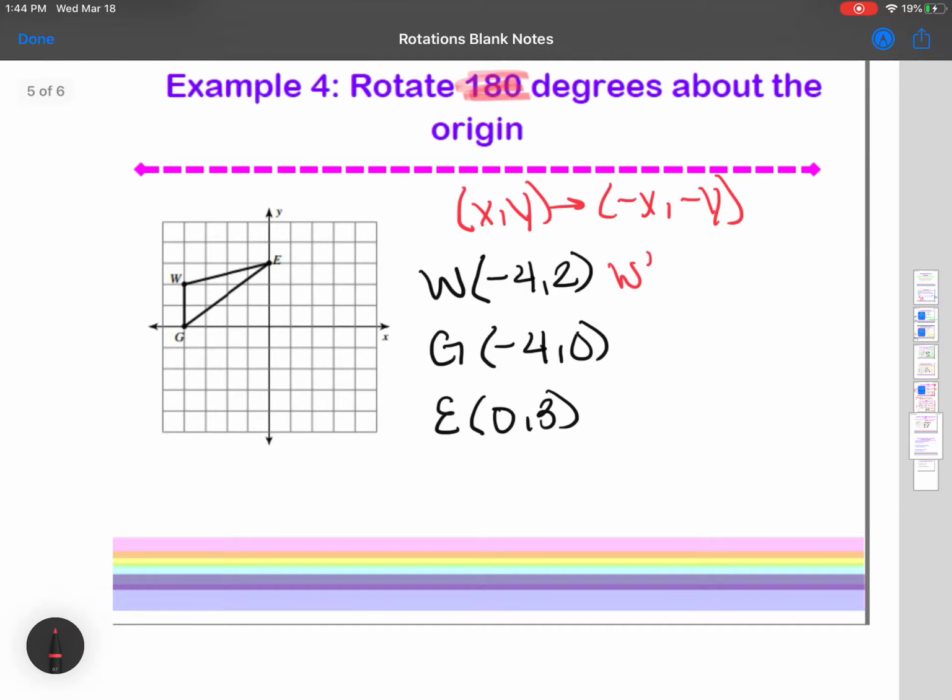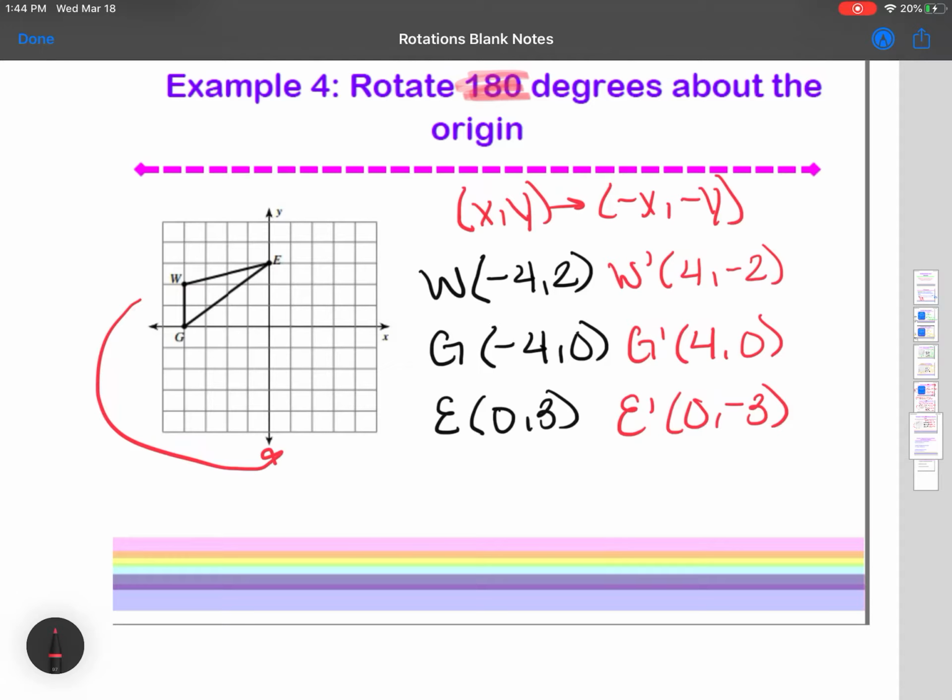Okay. So W prime, negative of negative 4, positive 4, negative 2. G prime, negative of negative 4 is 4, negative of 0 is 0. And E prime, negative of 0 is 0, negative of positive 3 is negative 3. Okay? Again, I'm taking it to this quadrant.